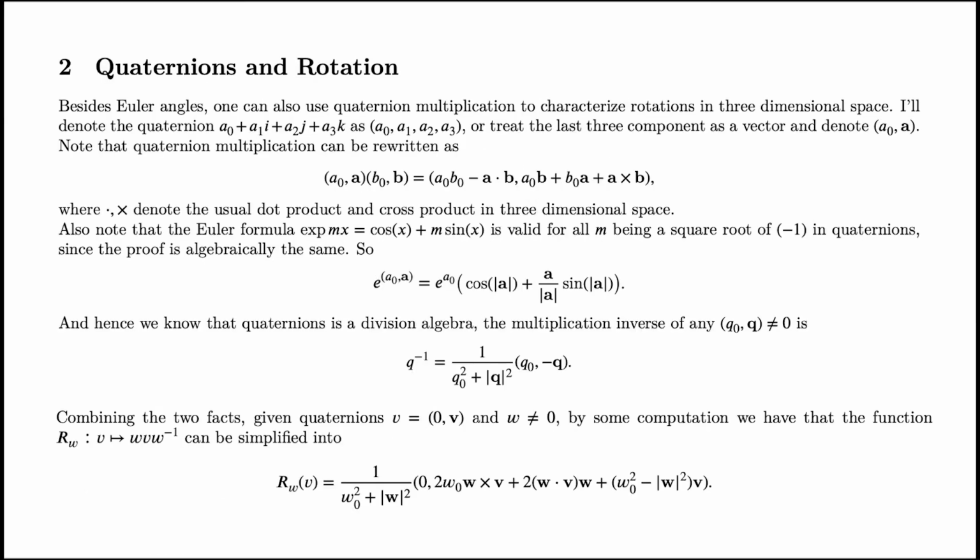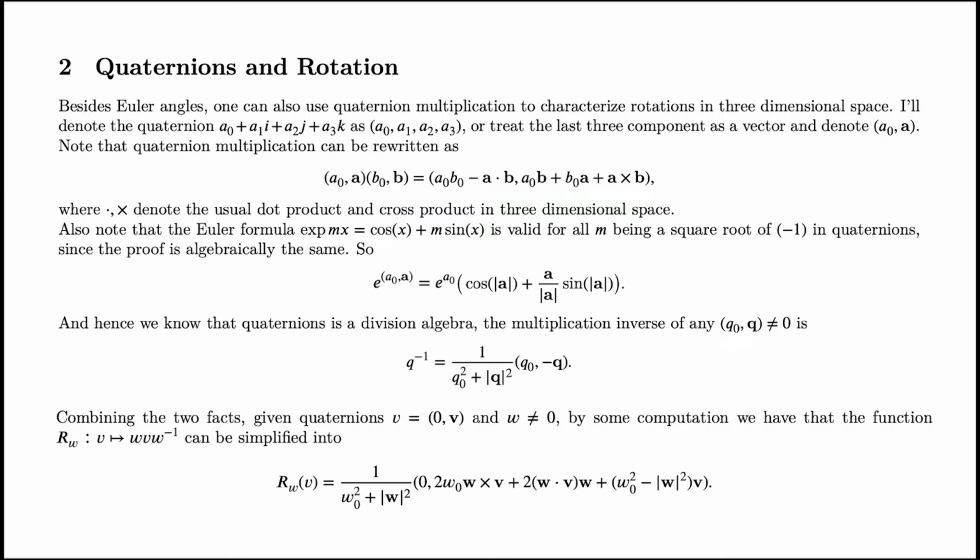Now I'll review the algebra of quaternions, which is a set of quadruples usually in the basis 1, i, j, k. I'll sometimes write the last 3 components in bold, meaning a 3-dimensional vector, and the multiplication of quaternions is defined by the equation.